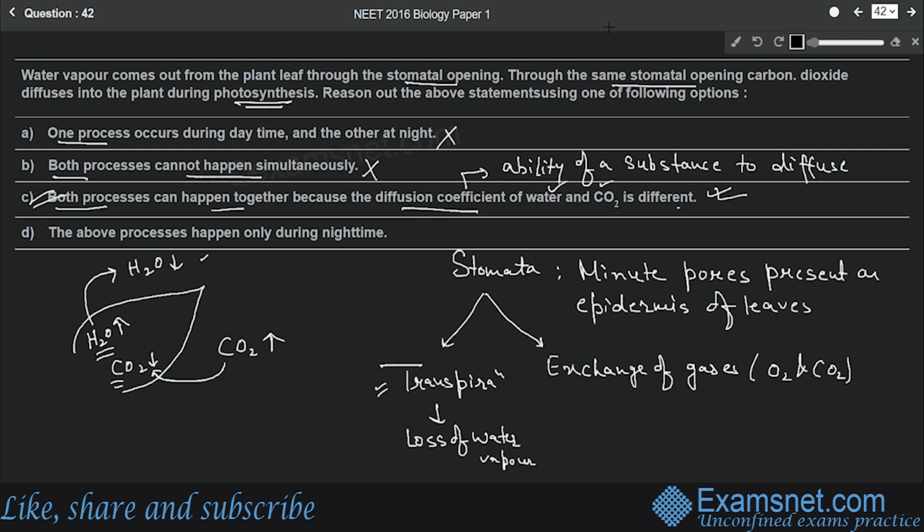The last statement says the above processes can happen only during night time. This is again not true. Okay, so the only correct statement is the third one, so option C will be the correct answer.